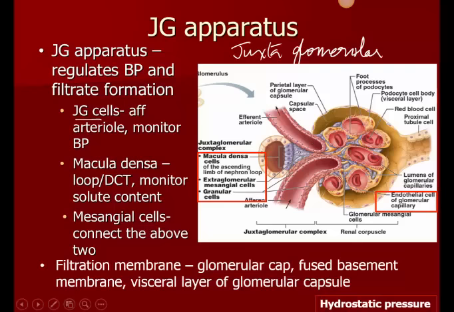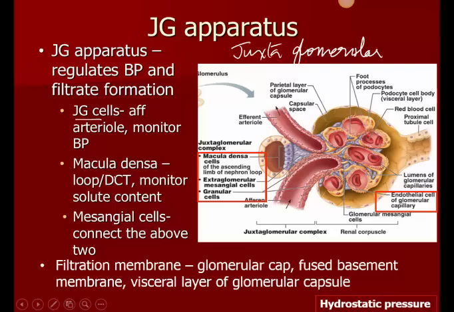The cells which are coming very close here to the afferent arteriole become highly columnar, very, very tall. They are known as macula densa cells. So the JG apparatus consists of the JG cells which belong to the afferent arteriole. They will sense blood pressure because that blood flows through them.